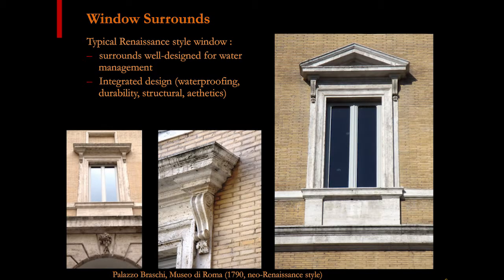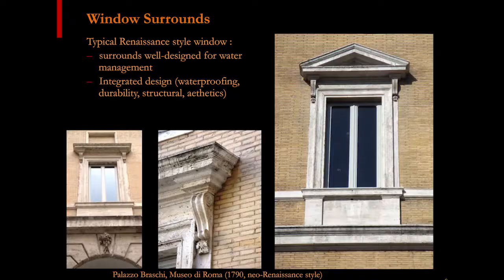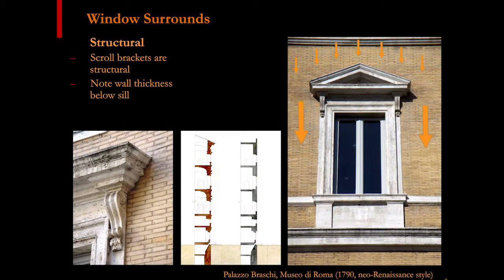So, there are a lot of really great things about this, and in my mind, this is a really integrated design in terms of managing water, structural, architectural expression, etc. This is actually from a neo-Renaissance building from 1790, not from an original Renaissance building. This is the Palazzo Bronski, which is one of the branches of the Museum of Rome. It's right near Campo dei Fiori. So structurally, these scroll brackets are actually functional. They're helping to hold up that projecting lintel. The beautiful pediment is structural. This is shedding all the gravity load from this very thick wall.